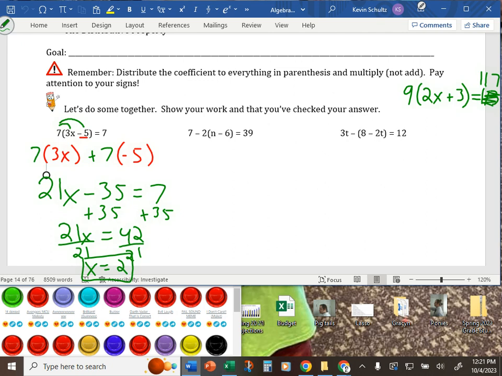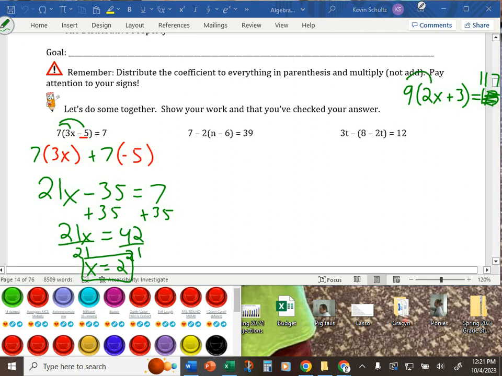Okay. So what we're going to do when we distribute here is we're going to distribute the 9, multiply 9 by 2x to get 18x. So far so good? Okay. And then multiply 9 by positive 3, which is positive 27. So your equation, after you distribute, should read 18x plus 27.